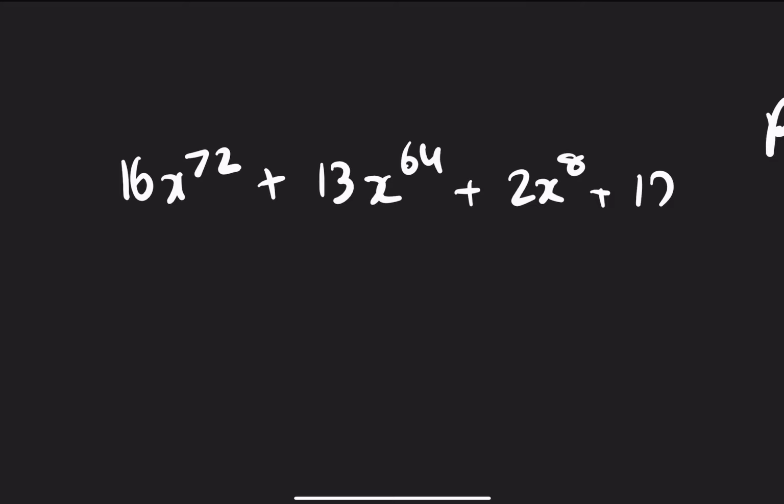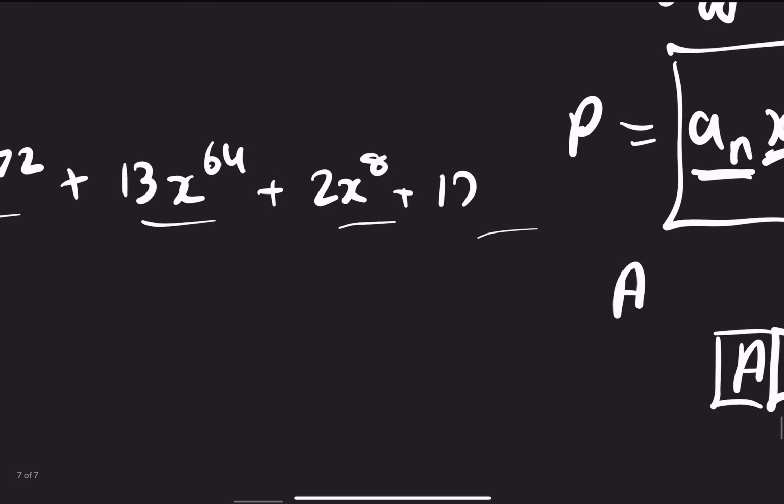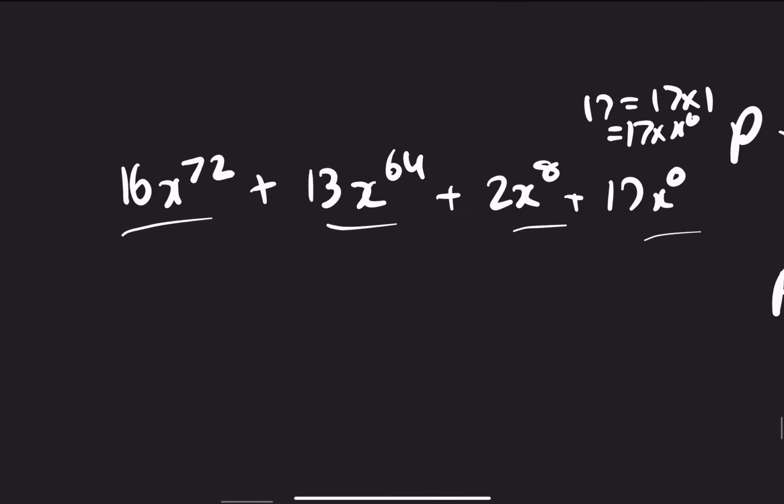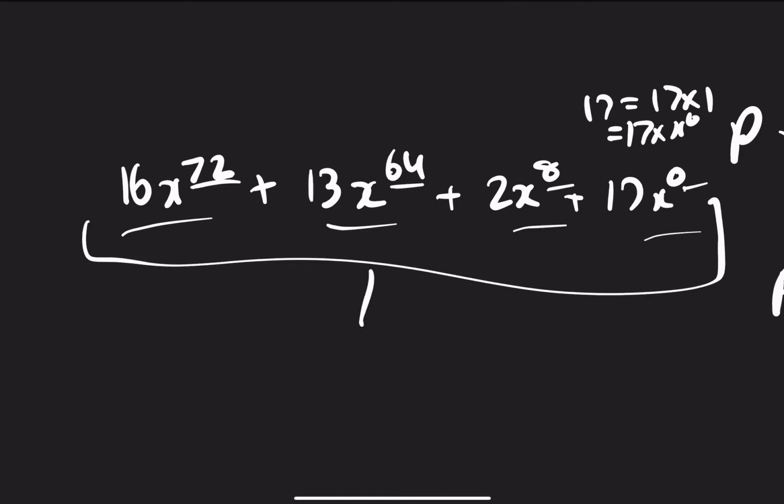Well, if we look at each of these terms, we can see that here there is actually an x to the power of 0, because 17 is the same as 17 times 1, which is the same as 17 times x to the power of 0, since anything to the power of 0 is 1. So if we look at the exponents of x, which in this case are 72, 64, 8, and 0, we just pick the greatest one, that's 72. Therefore, the degree of this polynomial is just 72, right?